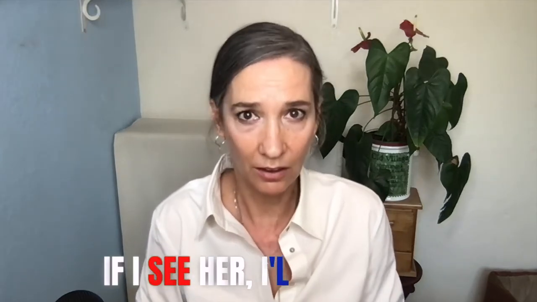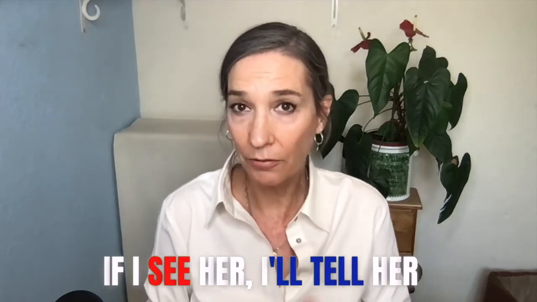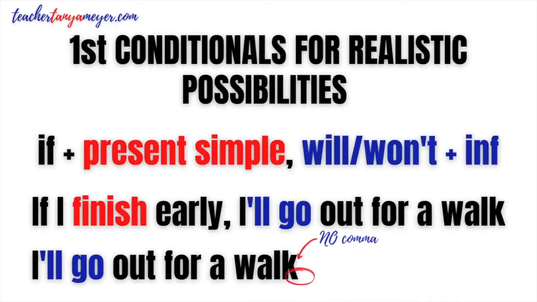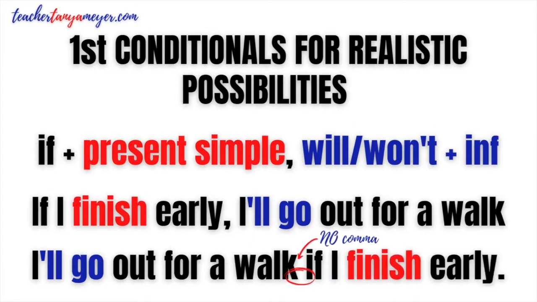For example, if I see her, I'll tell her. I'm quite sure I'll tell her if I see her in the future, but I cannot guarantee it. I could forget, but I'm pretty sure I'll tell her if I see her. The formula to create the first conditional is that in the condition or if clause, we use the present simple as the zero conditional, but in the result or main clause, we use will or the future simple, will plus the infinitive form of the verb.